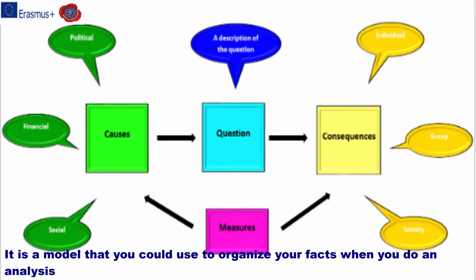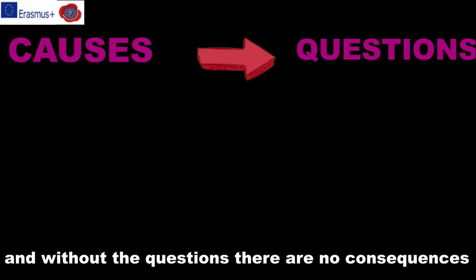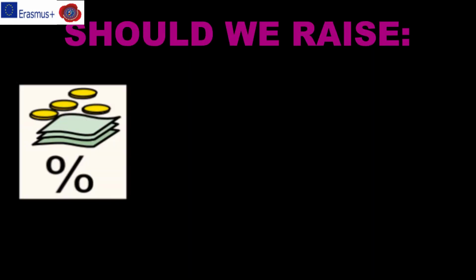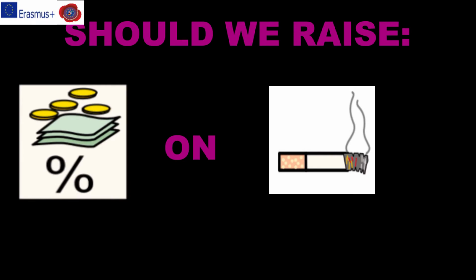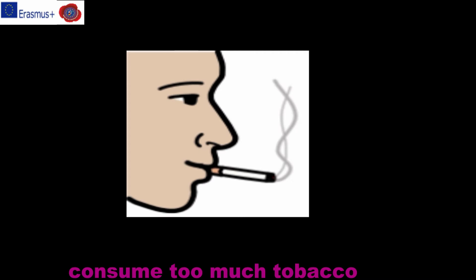When you search for facts, you could use the analytical model of social studies. It's a model that you can use to organize your facts when you do an analysis. Without causes, the questions wouldn't exist, and without the questions, there are no consequences. For example, a societal question could be, should we raise taxes on tobacco products? The reason for that societal question is that we consume too much tobacco.